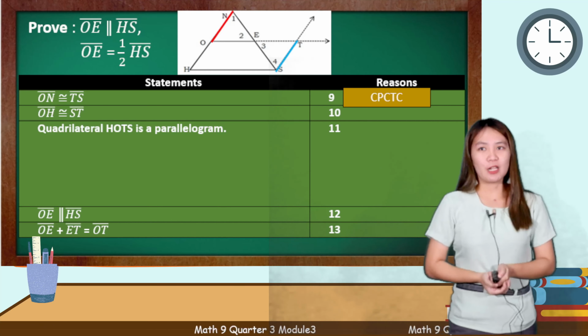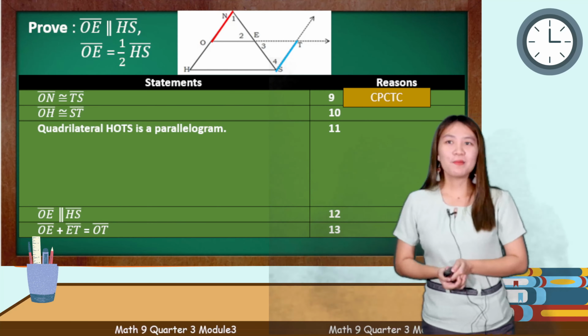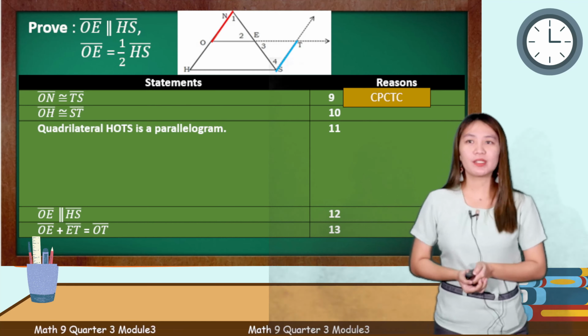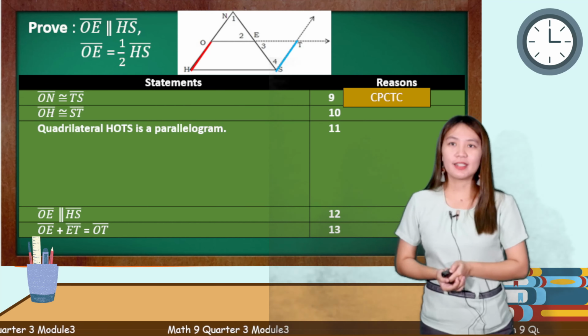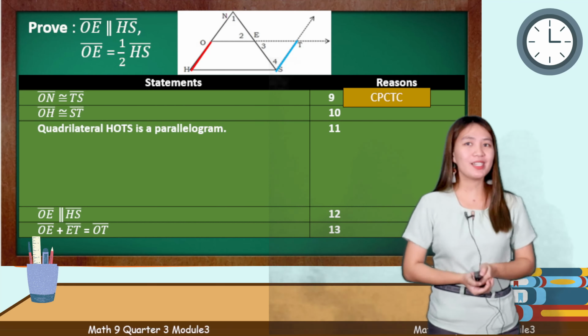And next, statement number 10. Segment OH is congruent to segment ST. What is the reason?